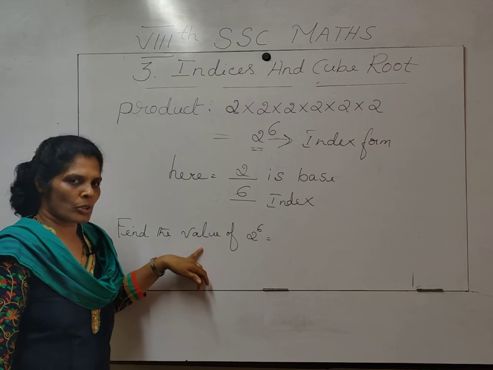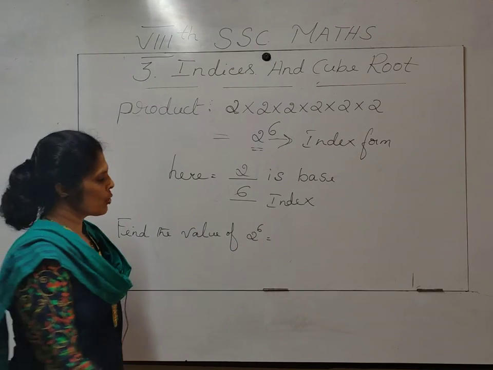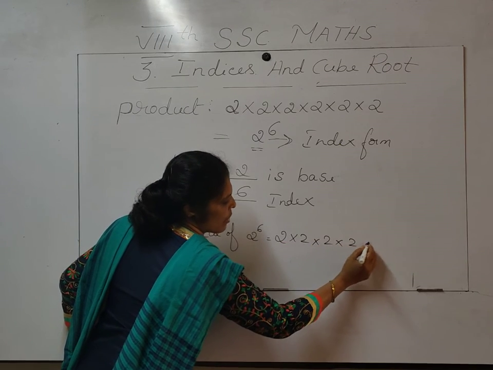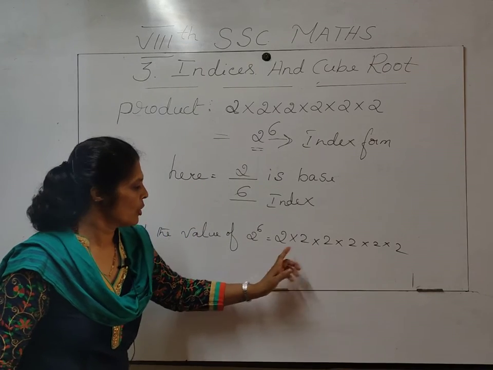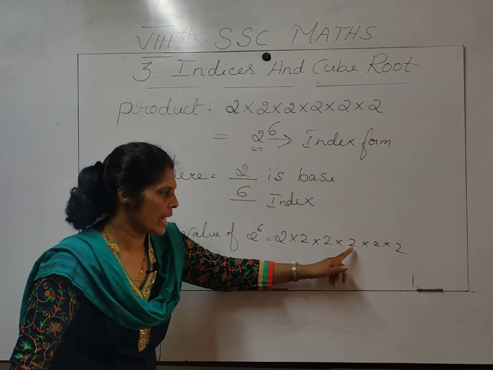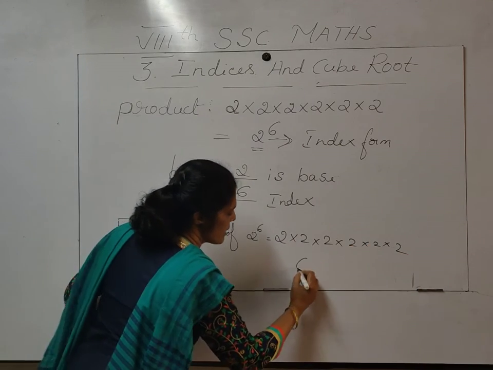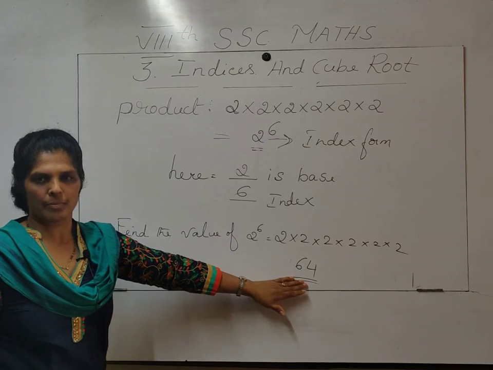Now suppose a question like this: find the value of 2 to the power 6. So what to do? I have to multiply 6 times, right? Then find the product. 2 2's are 4, 4 2's are 8, 8 2's are 16, 16 2's are 32, 32 2's are 64. This is the value of 2 to the power 6.